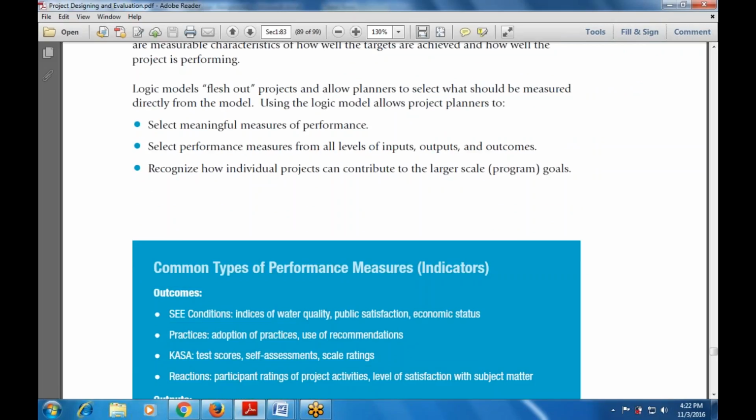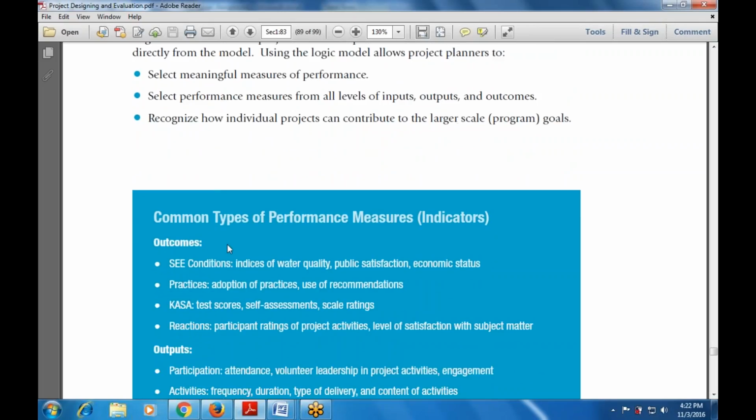Now, these are the various types of performance indicators. We can say the performance measure is the indicator that is used. The first one is the outcome. Outcome includes the SEE conditions, that is, indices of the water supply, public satisfaction, economic status. Then practices, in the sense of how to adopt the criteria and the procedure. The adoption of practices and use of the recommendation is also an indicator, also a tool that is used for performance measures.